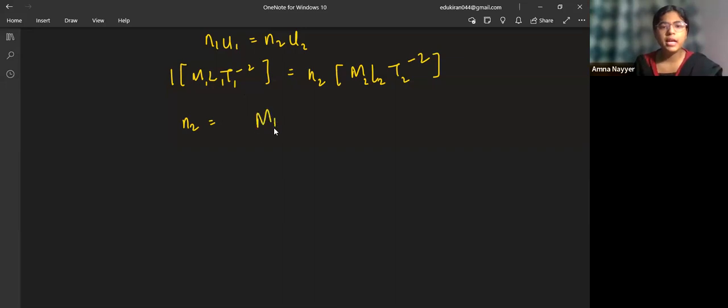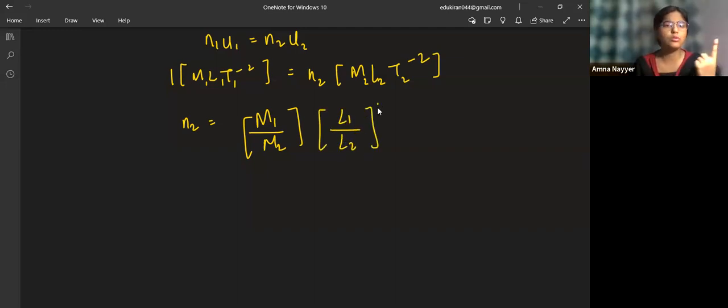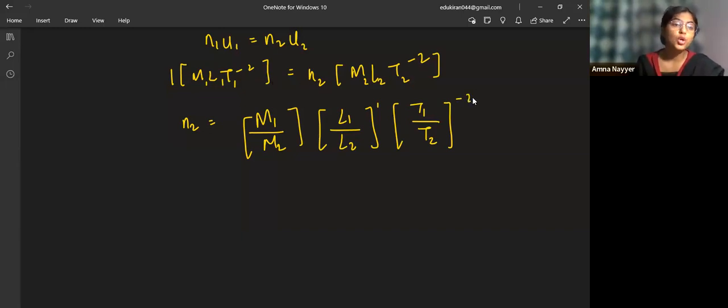It will be M1 by M2 together. What is the power? Both have 1. M to the power 1 is there. Then coming to L, L1 by L2 to the power, that is also 1. T1 by T2 to the power... What is the power of time for force? It is minus 2. So one common, we are going to write it, that is to the power minus 2, because even if you write separately, you will get the same thing, right? So N2 is this value.